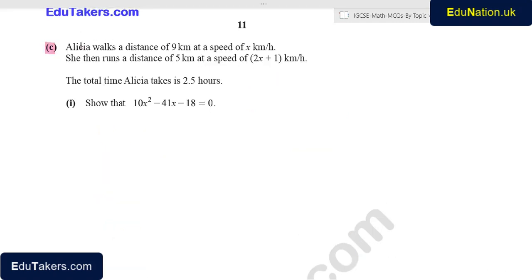Part C is Alicia walks a distance of 9 km at a speed of x km per hour. She then runs a distance of 5 km at a speed of 2x plus 1 km per hour. The total time Alicia takes is 2.5 hours. Part I is show that 10x squared minus 41x minus 18 is equal to 0.